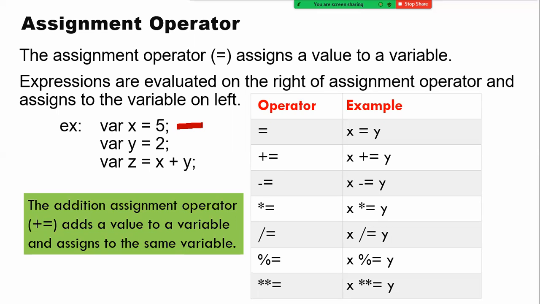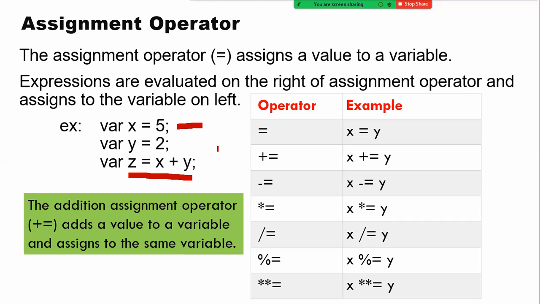Now remember, whenever I use the equal to operator, it evaluates what is on the right hand side, and then assigns it to the variable on the left hand side. So you need to remember that. For example, if I write z is equal to x plus y, first the expression on the right hand side is evaluated, and then the result is put into the variable z.